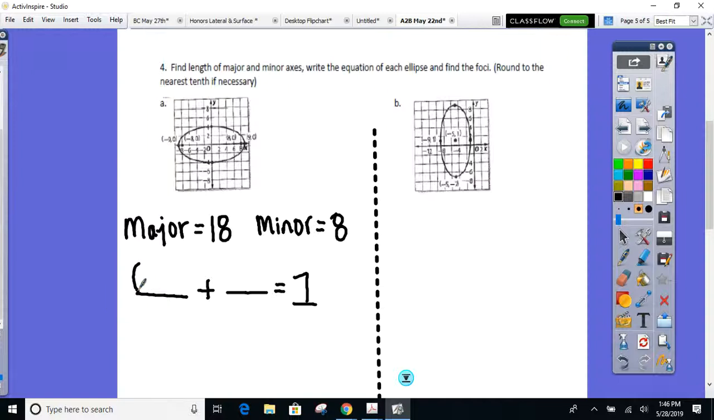First, let's find the center. What's the center? It's 0, 0. So really, I don't need any parentheses here. I can just do x squared plus y squared. Okay, be careful. This is where everyone makes the mistakes first. Those denominators. Where's the bigger one going to be? Under the x or the y? X, because that's where the major one is.